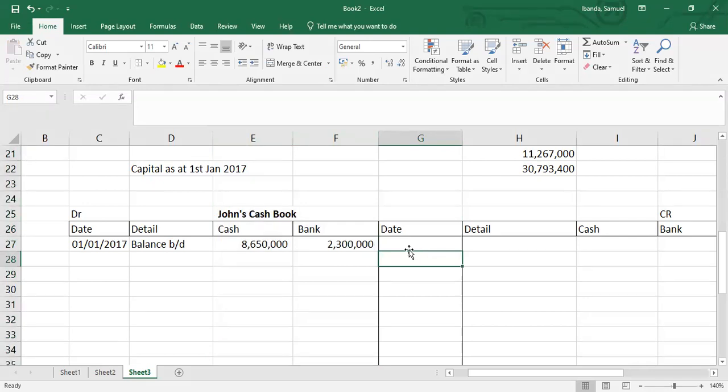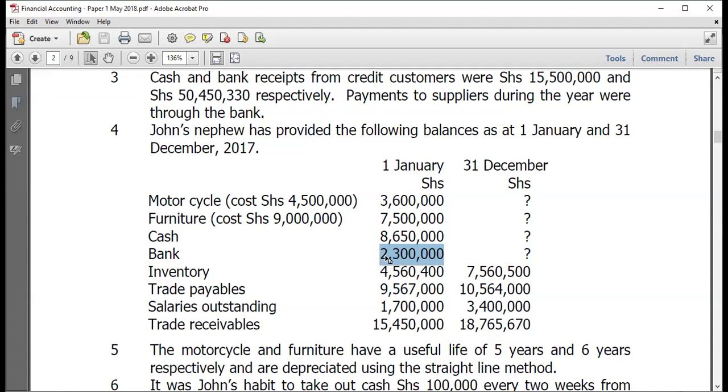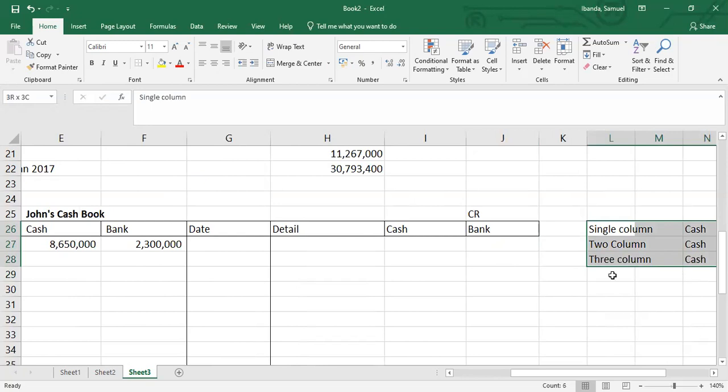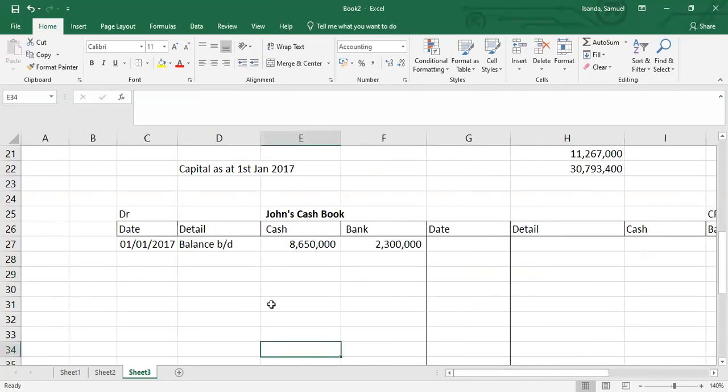I'm putting these balances on the debit side because cash and bank are assets, and assets have a normal debit balance. But there are also cases where the examiner will give you bank with this 2.3 in a bracket. If they put it in a bracket, it means bank has a credit balance, which means you have a bank overdraft. In such cases, instead of recording this value here, you'll record it on this other side. It's only bank that can have a credit balance in the cash book; cash does not. So it's important to understand that.